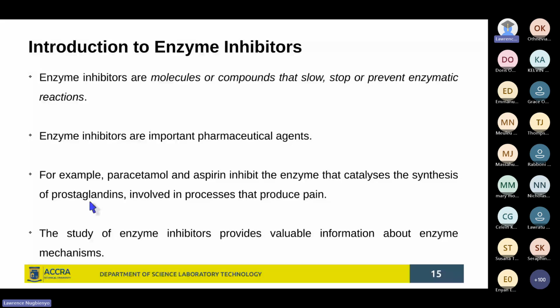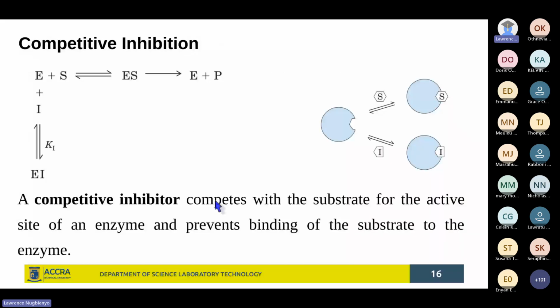So if the enzymes, all these oxidases which are involved in the synthesis of these prostaglandins, are inhibited, it will reduce the amount of prostaglandins which will be synthesized. In that sense, the individual taking in the paracetamol or aspirin will have some pain relief. So we can look at enzyme inhibition in different ways.